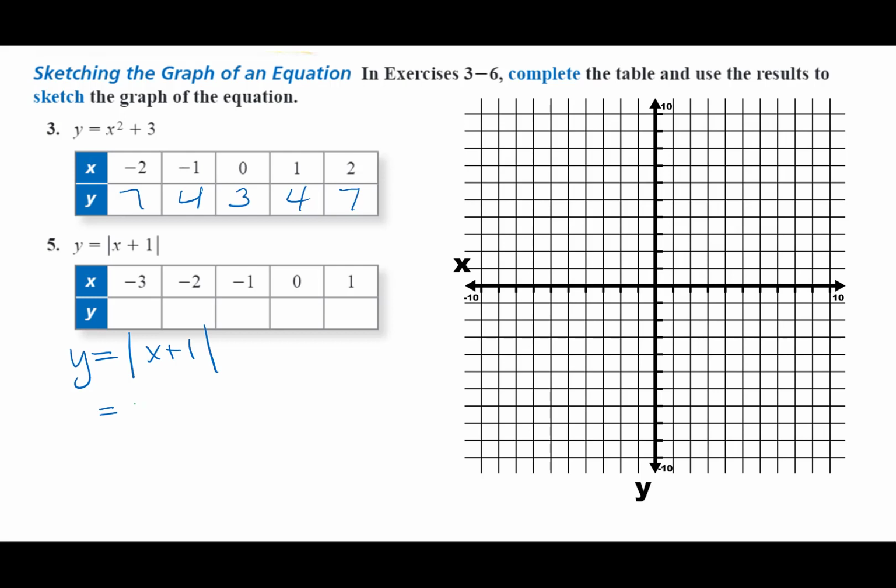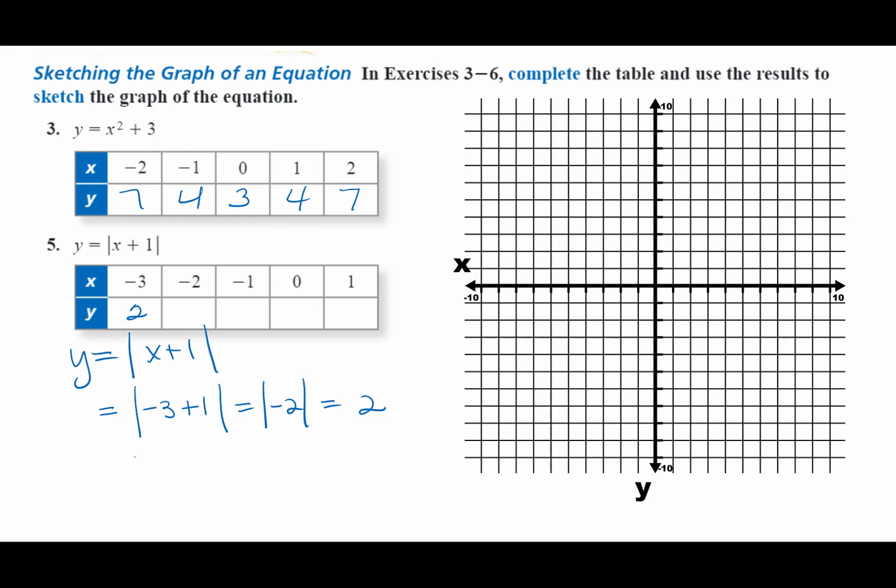If x is -3, this would be the absolute value of -3 plus 1. Now, before we can take the absolute value, we need to first combine those two numbers together. And so -3 plus 1 would be the absolute value of -2, which is +2, because remember, the absolute value is just counting the spaces any number is away from 0.